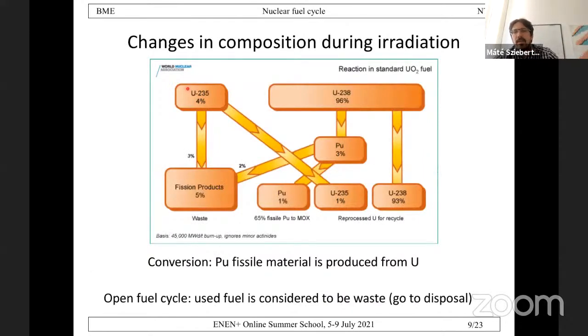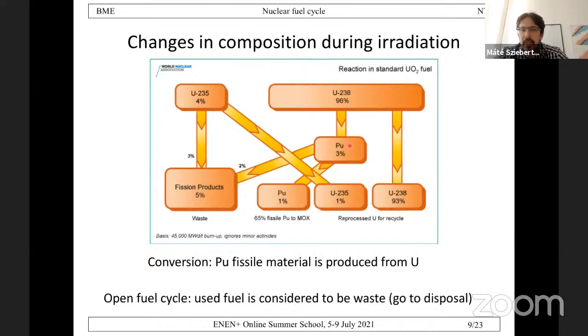This figure is to show what processes happen in a uranium oxide fuel. So in an enriched fuel, like typical enrichment is 4%, the rest is uranium-238. What happens is that a large portion, like 3% of this uranium-235, goes to fission products, so it fissions and produces energy. You have only 1% at the end of the cycle.